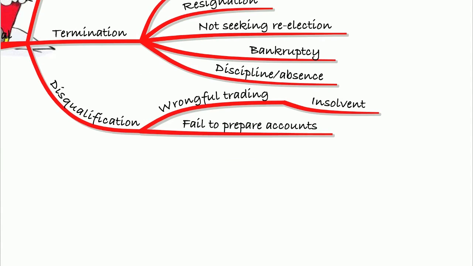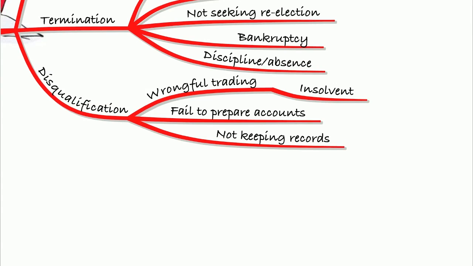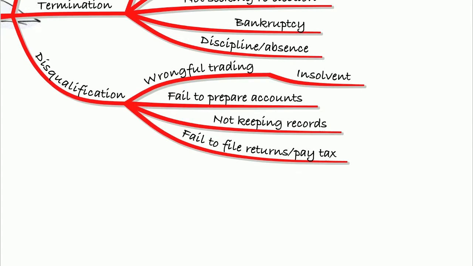Failure to prepare accounts, so if the accounts weren't prepared and submitted, then that could ultimately lead to disqualification of that director. Likewise for not keeping records. So the same as not preparing accounts, if you don't keep detailed records as a director, particularly if that business then becomes insolvent or is liquidated, well then that is grounds for disqualification of that director. Also, failure to pay tax or to file returns will also be grounds for disqualification ultimately. So all of those are reasons that a director may be disqualified from their position.